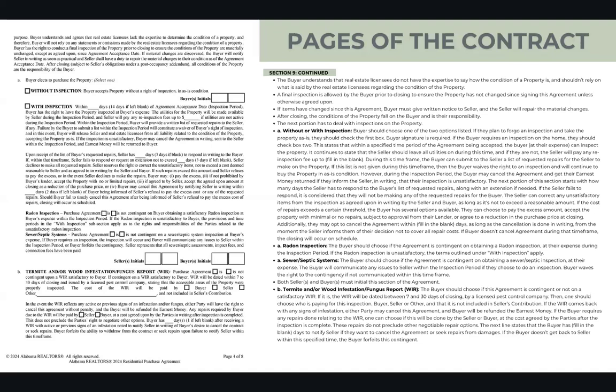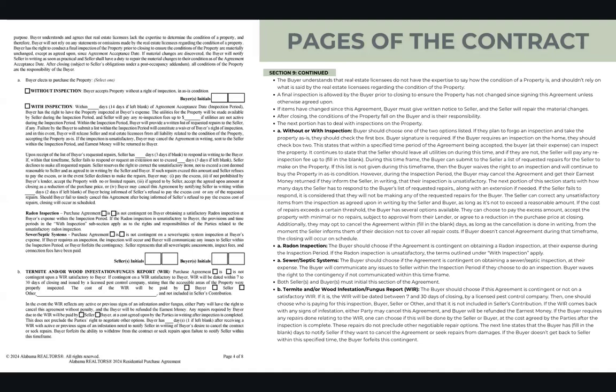And if they are not, the seller will pay any reinspection fee up to a specific amount, which you can fill in. During this time, the buyer can submit to the seller a list of requested repairs for the seller to make on the property. If this list is not given during the time frame, then the buyer will be waiving the right to an inspection and will continue to buy the property in as-is condition.